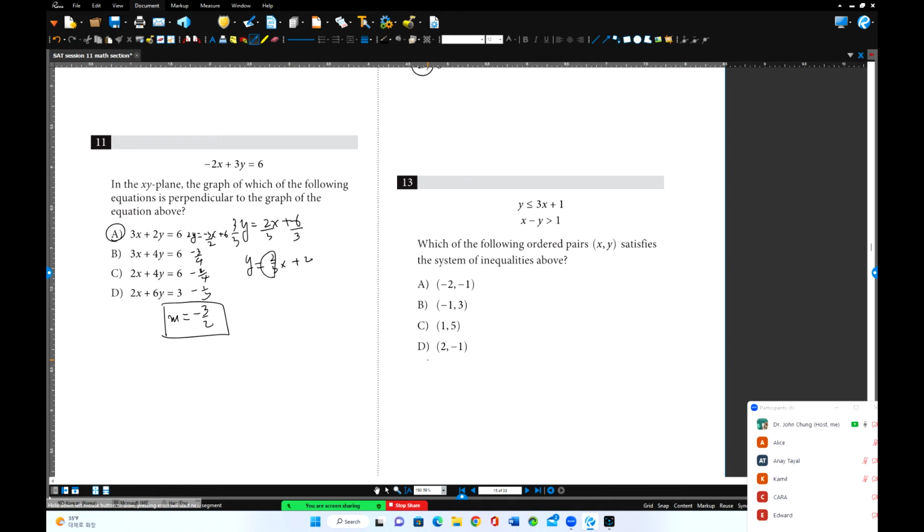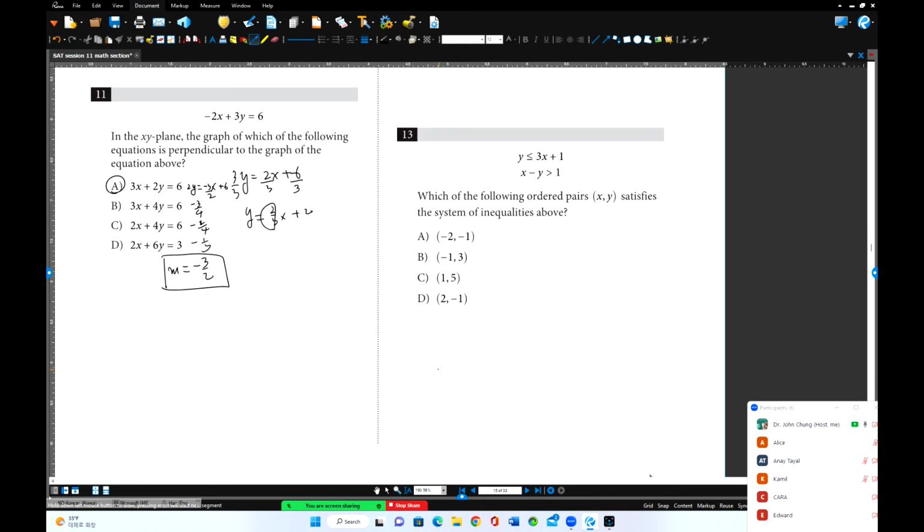Which of the following ordered pairs satisfy the system of inequalities above? I think you better check each one of these. That I think is the way. First, try this one first. y is negative 1, x is negative 2. That is negative 6 plus 1, negative 5. Negative 1 is less than negative 5? No, greater than negative 5. That's not working. Check out the second one. 3 is less than negative 3 plus 1, 3 is less than negative 2? No. Next, 1 and 5. 3 times 1 is 3, plus 1. 5 is less than 4? No. Put this number in there. y is negative 1 less than 3 times 2, which is 6, plus 1 is 7. That is true. Second one true again.